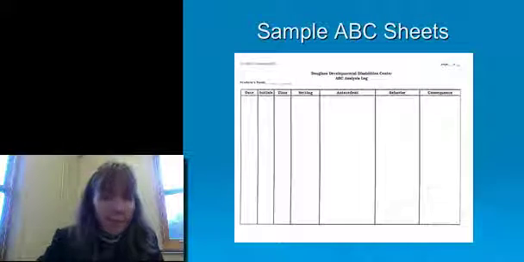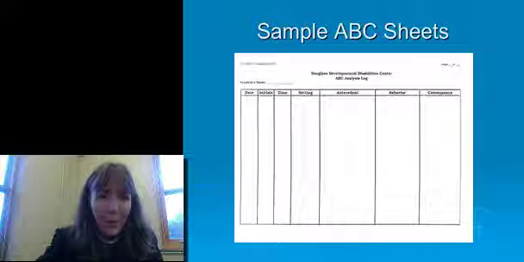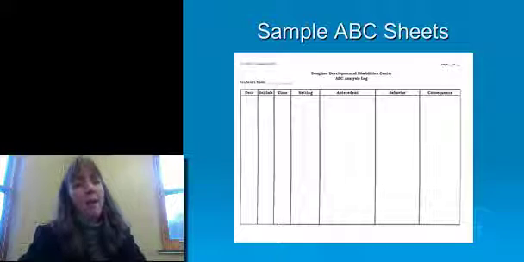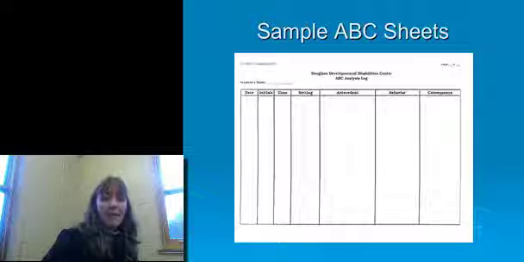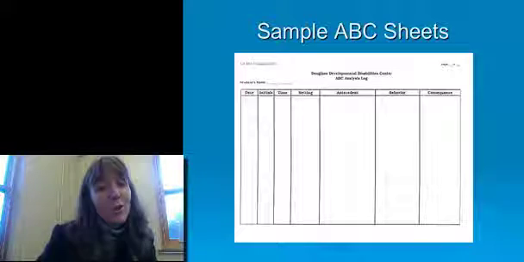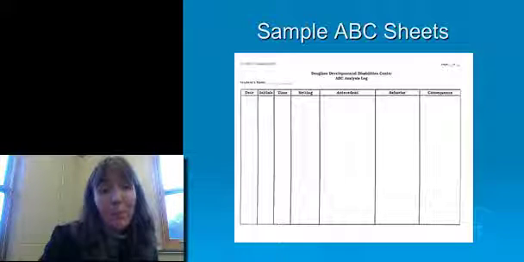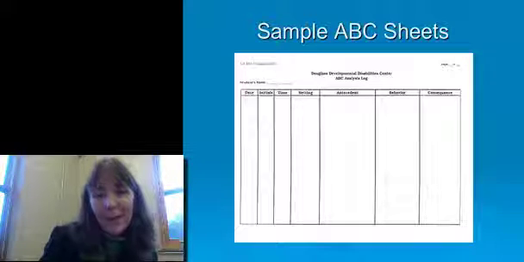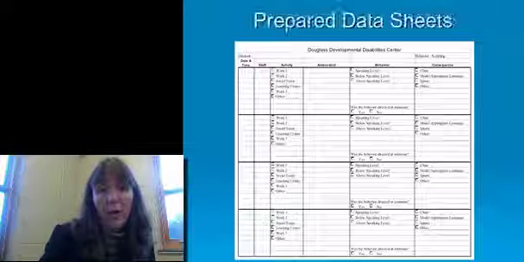Here's an example of a sample ABC data sheet that could be used where it has the date, the initials, the time, and the setting, and just columns for the antecedent, the behavior, and the consequence. This is one from one setting, but there are millions of examples of these out there, and these are just ways for staff to track what's going on in the environment.